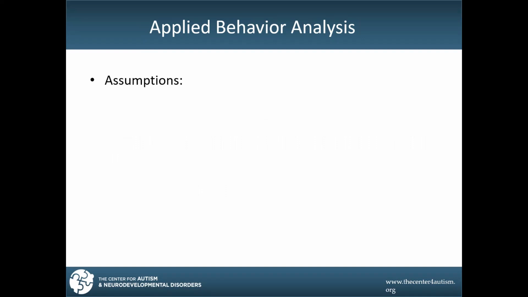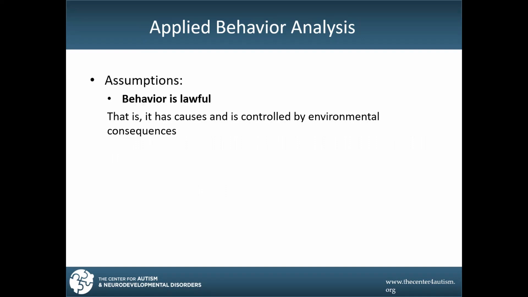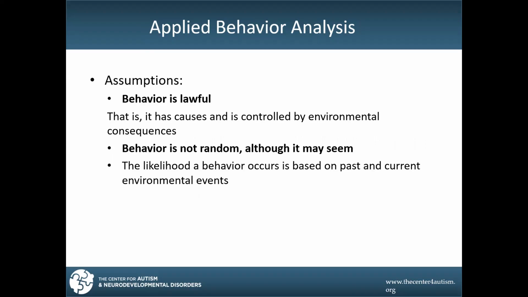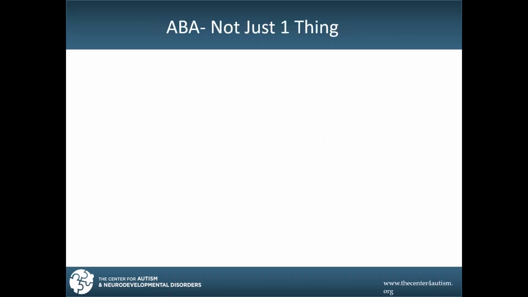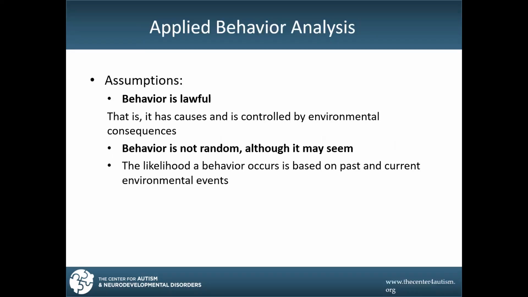In ABA, we assume that behavior is lawful. In other words, behavior is caused and controlled by factors that occur in the environment. As much as behavior may sometimes seemingly occur randomly or out of the blue, ABA asserts that there are past or current environmental events that are causing it to occur. And when we can determine what causes a behavior to occur, we can implement the appropriate strategies to change it.